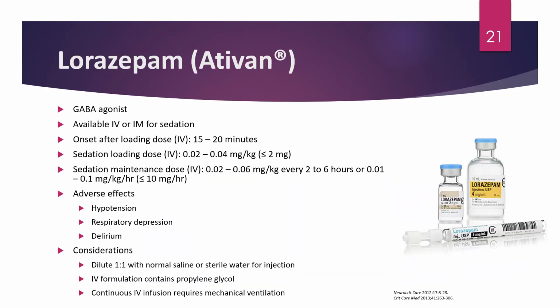The ones that we'll focus on for IV sedation are Lorazepam and Midazolam. So Lorazepam, or Ativan, is a GABA agonist. It's basically inhibitory in nature because of its GABA agonism. And you can actually give it IV or IM for sedation. Typically, we give it IV, though.